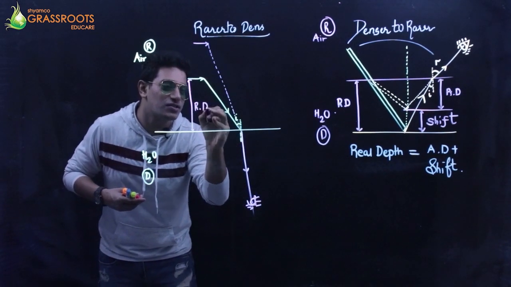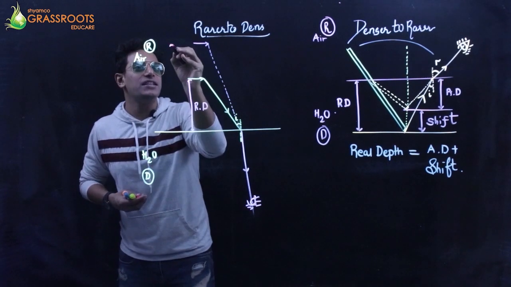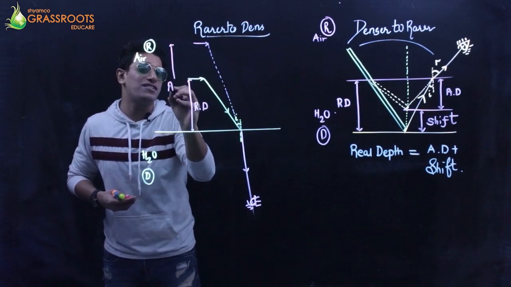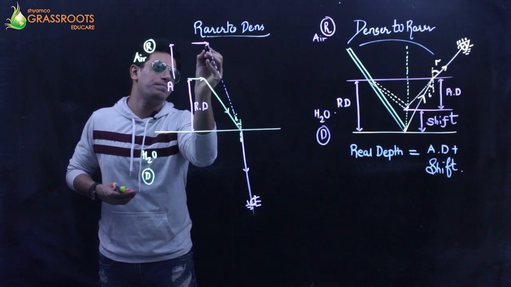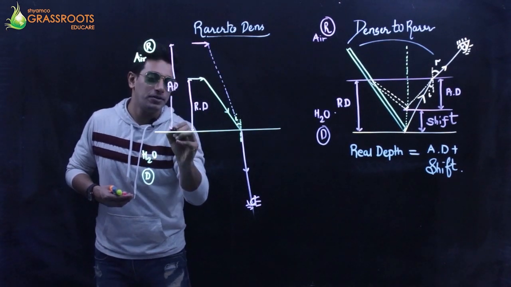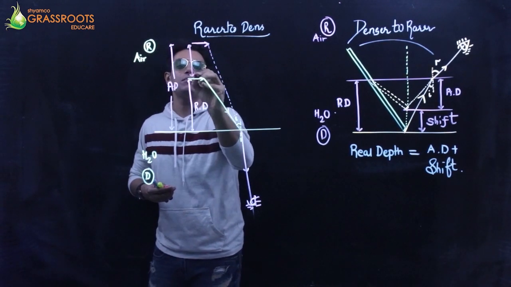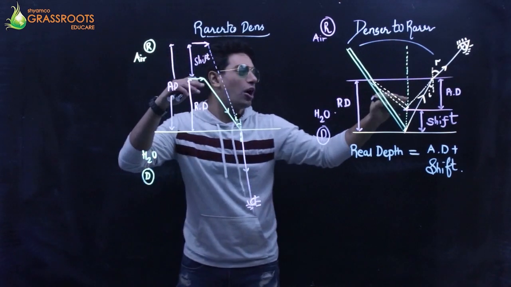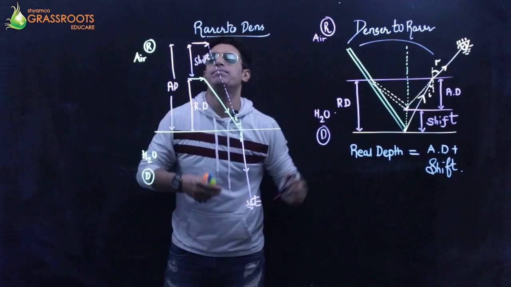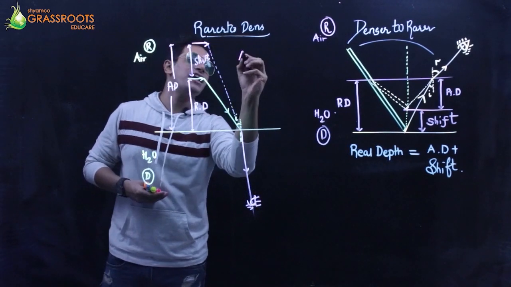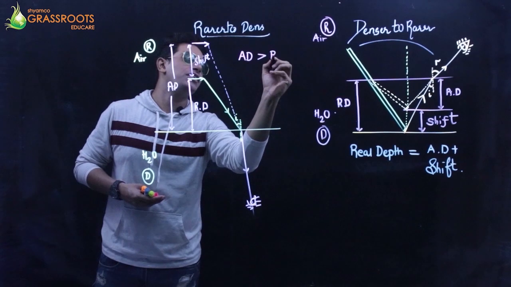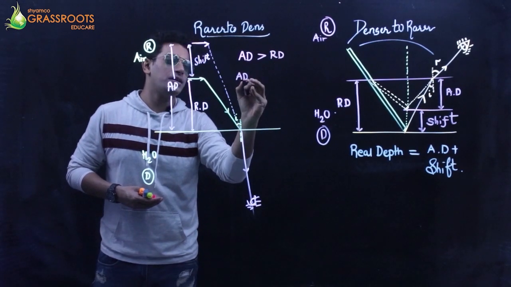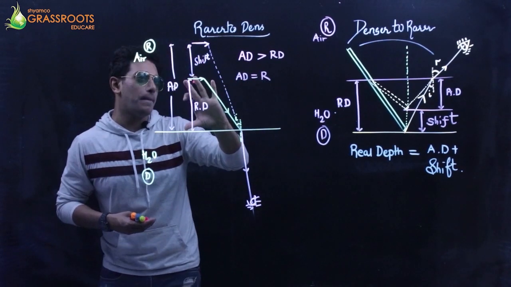So this is going to be the real depth. This is the point where the observer feels the bird appears to be. This is the apparent depth. And this much is nothing but the shift. So in both the cases, the shift is in the upward direction. That is for sure. In this case, I can say apparent depth is greater than the real depth, and apparent depth is equal to real depth plus shift.